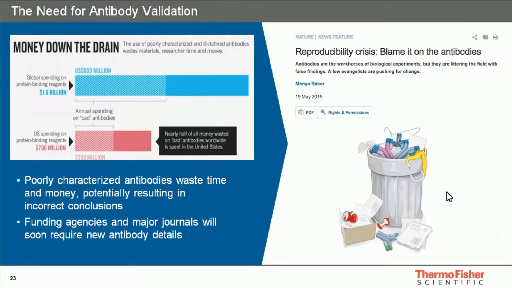Globally, about $1.6 billion is spent on protein binding reagents, and half of it, about 800 million, is spent on poorly characterized and ill-defined antibodies. Not only does that waste money and time, it potentially also results in not-so-reproducible results, and that leads to incorrect conclusions. So a lot of funding agencies and major journals will soon require new antibody details for validation data.